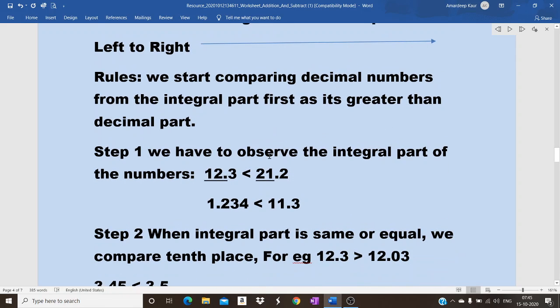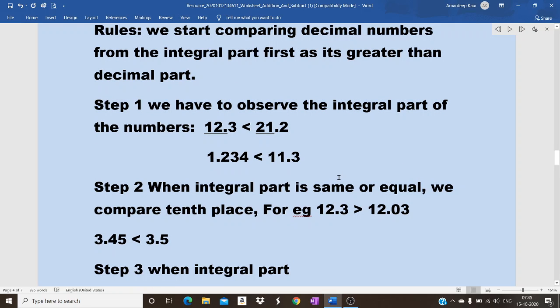We start comparing decimal numbers from the integral part, because the left side, as I said, is the integral part, and it is greater than the decimal part. So we have to observe the integral part of any number before we go on to the decimal part. We have 12.3 in the first number and 21.2 in the second number. So the integral part of my first number is 12, whereas it is 21. So no need to look for the decimal part. I can simply decide with this that 21 is greater, so I'll put a greater than sign.